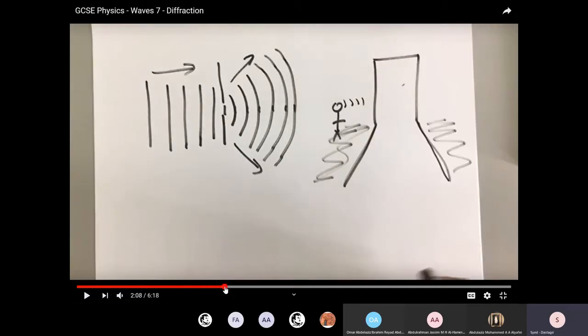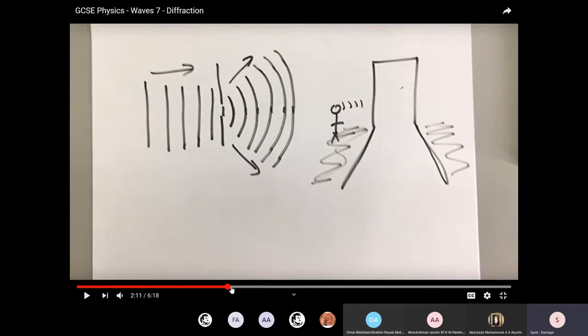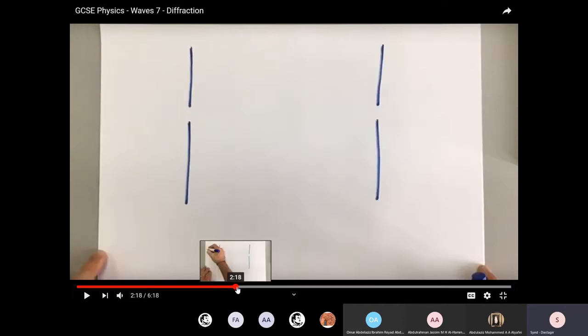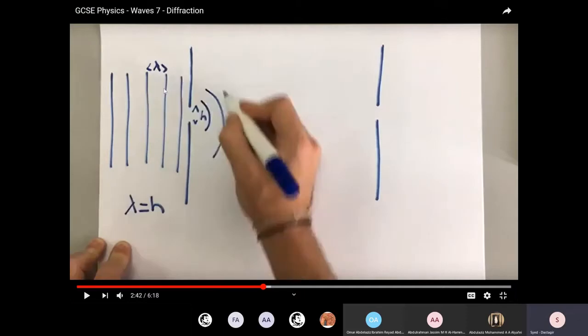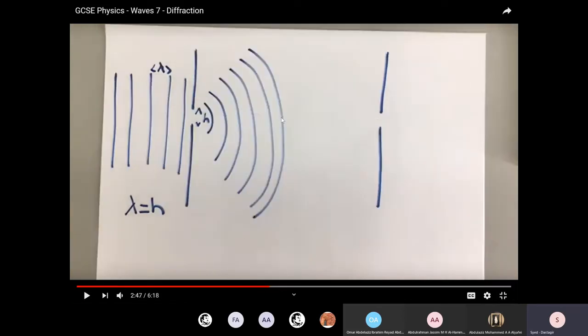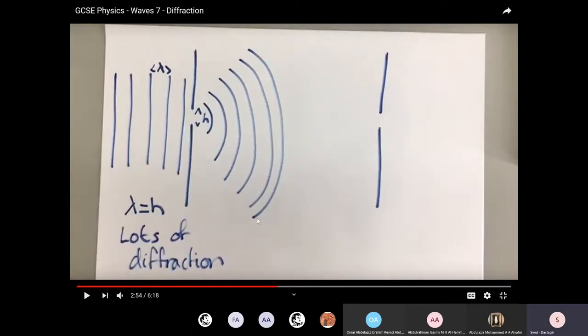So all diffraction means is that it's the spreading of waves through a gap. Now, there are some factors. So now, if the wavelength is equal to the height or width of the gap, then there'll be loads of diffraction. Okay. However, as you can see in this example, yeah, there's loads of diffraction. Why? Because the wavelength, the length between here and here, is similar to the gap. Okay.